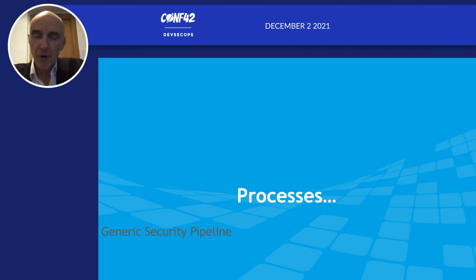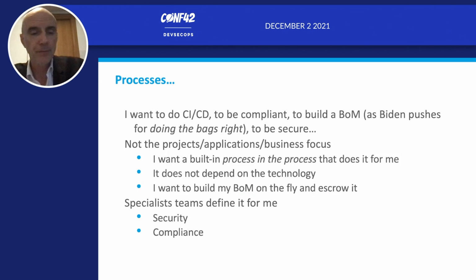So what does it mean in terms of processes? Okay, so I focus on the security pipeline. This is not the only pipeline which is transversal, but this is our topic today. That security pipeline is roughly the answer to several questions. I want to do CI/CD, I want to be compliant, I want to build a bill of material. The bill of material, we will go back on that in several slides. Joe Biden has published an executive order on the bill of material, so it becomes very important to be compliant.